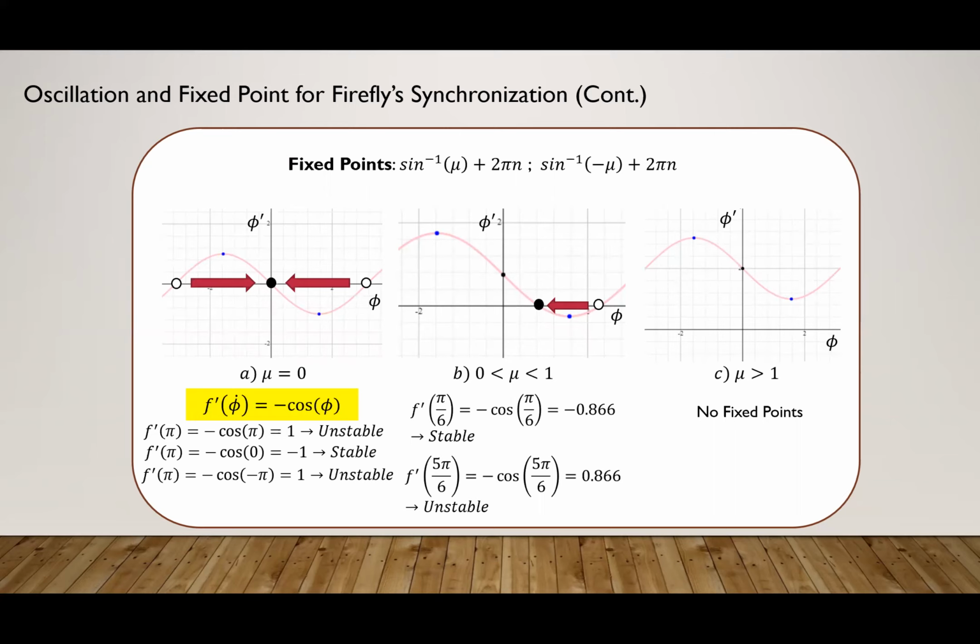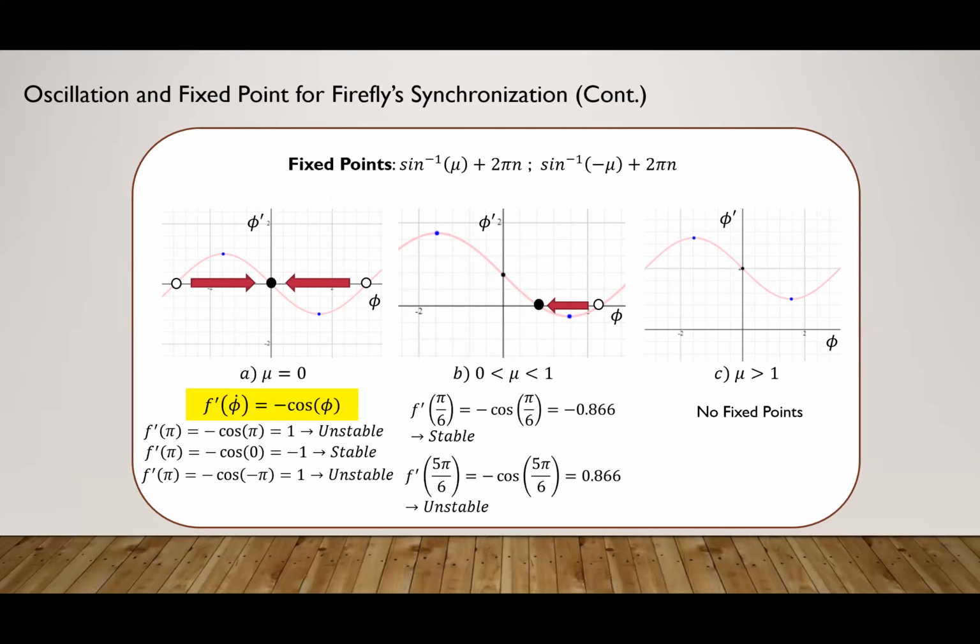Using the non-dimensionalized equation, we could view the parameter space, which is one-dimensional, to get a better understanding of how the oscillation of these systems behave with each other when attempting to reach entrainment. We start by achieving the fixed points, which are as follows: arcsine of mu plus 2 pi times n, and arcsine of negative mu plus 2 pi times n.